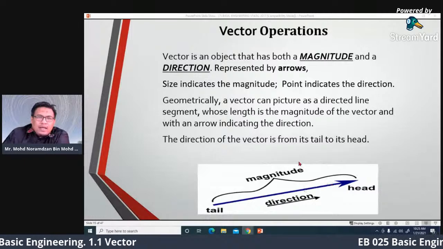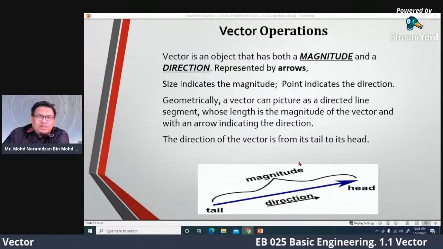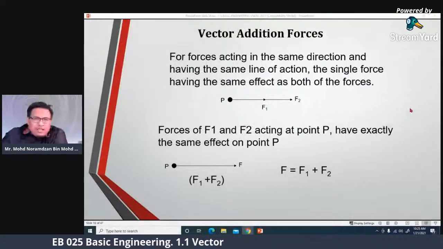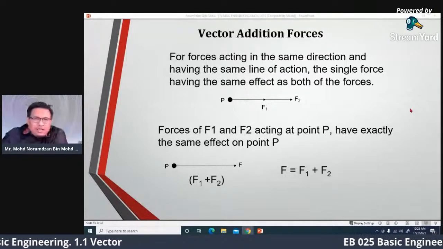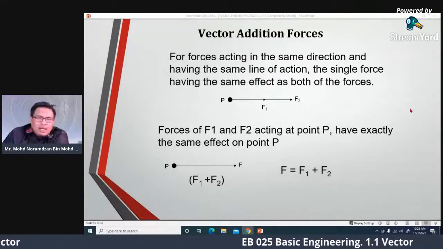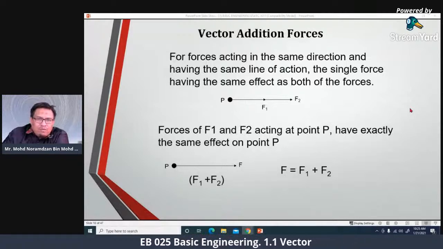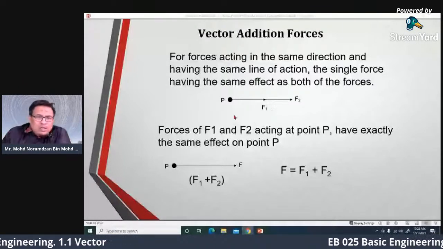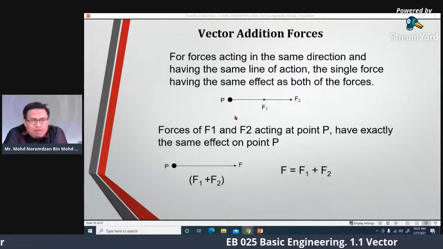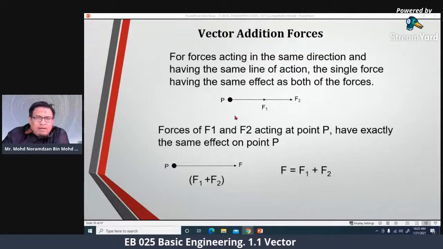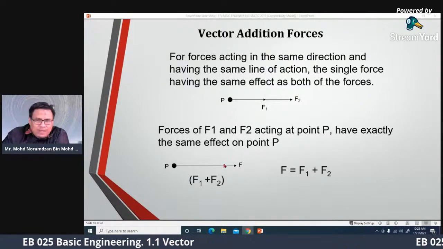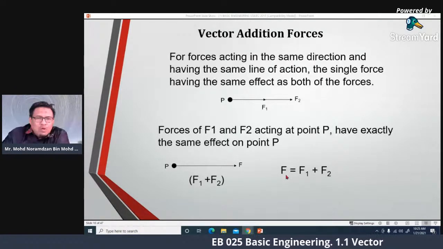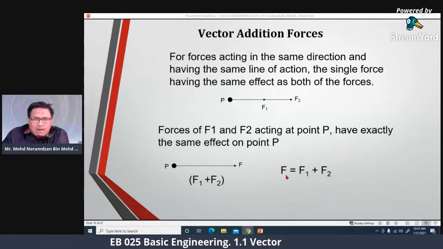Vector addition of forces. Forces acting in the same direction and having the same line of action can be replaced by a single force having the same effect. Here we have two forces, F1 and F2, acting at point P. The total force has exactly the same effect on point P. So the sum of the forces is F1 plus F2.